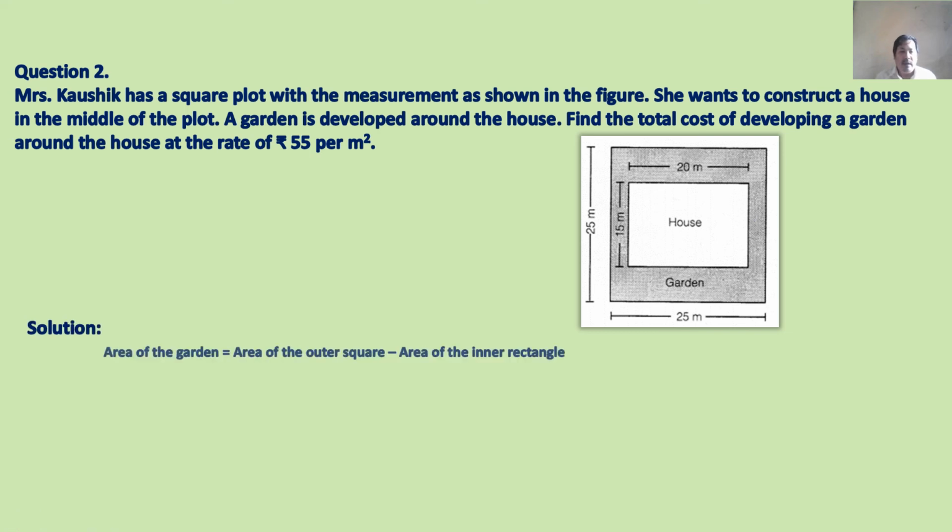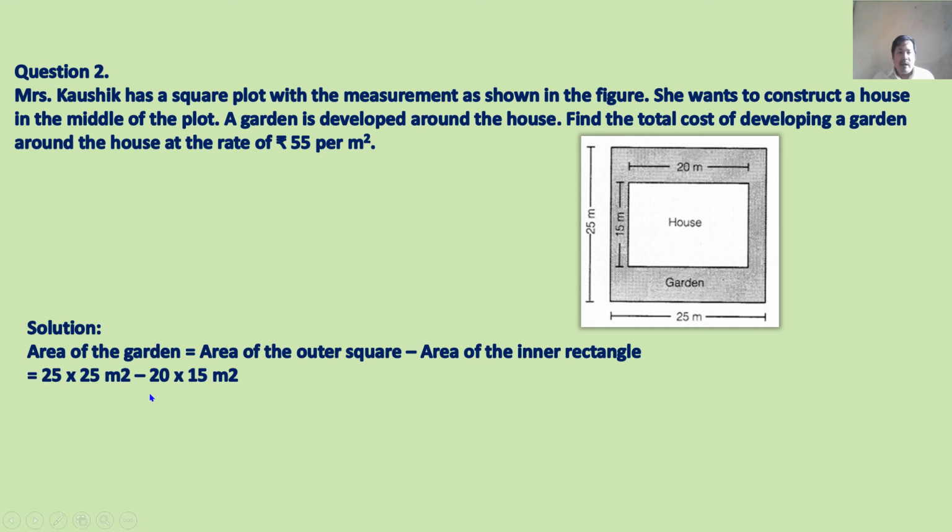In the solution, area of the garden is equal to area of the outer space minus area of the inner rectangle. Area of the outer space means we have to find the area of the whole plot, minus the area of the inner rectangle. So you can find the area of the total plot and the area of this rectangular shape where the house is made. Okay, now let us see. There is the area of the outer space.